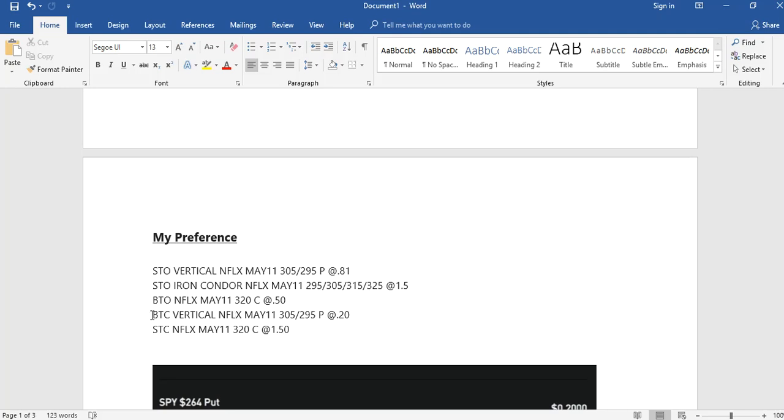And you can see that this trade here is actually the closing trade for the earlier trade of this sell to open. So they put on this trade, they sold it for 81 cents, and then later on they're buying it back to get out for 20 cents. And the last one is a sell to close Netflix, May 11th, 320 strike call at $1.50. This is the close trade of this buy trade up here. So someone bought a Netflix call at 50 cents, and then they sold it later to get out at $1.50.